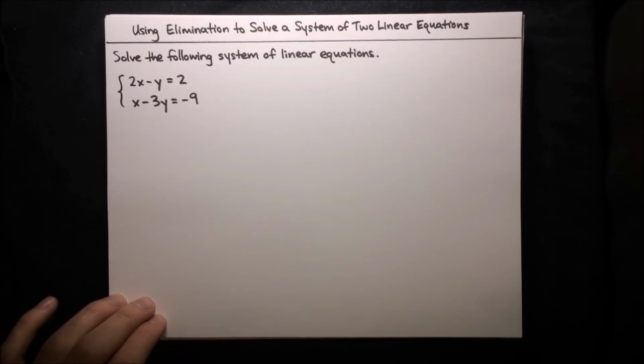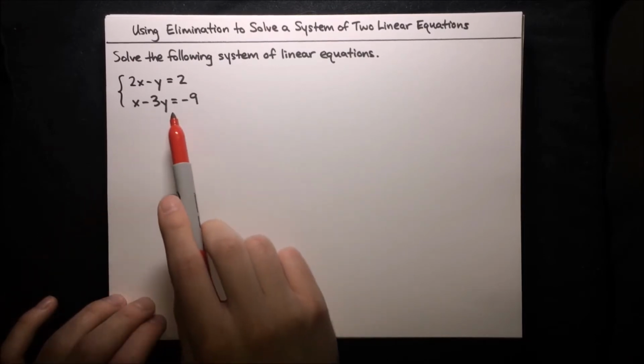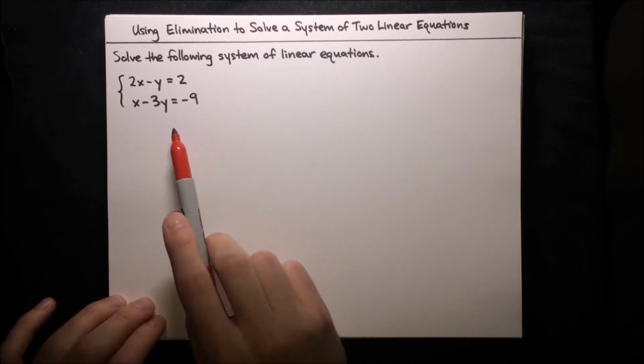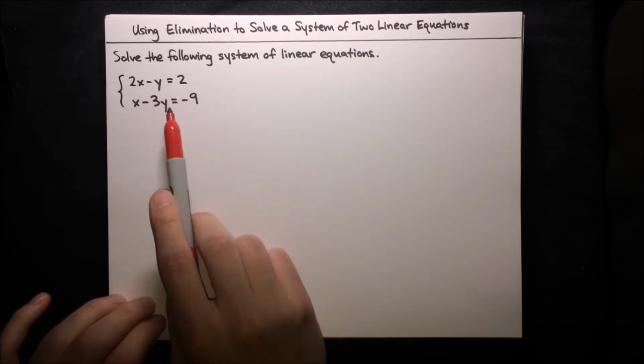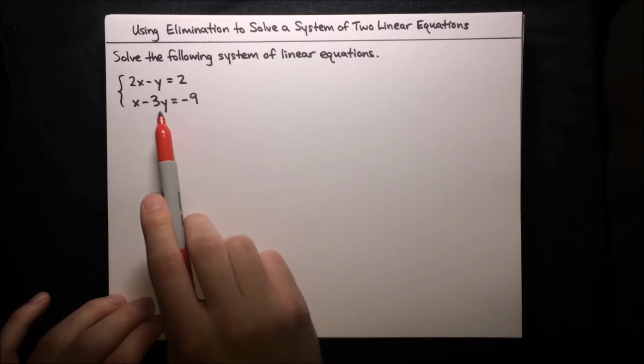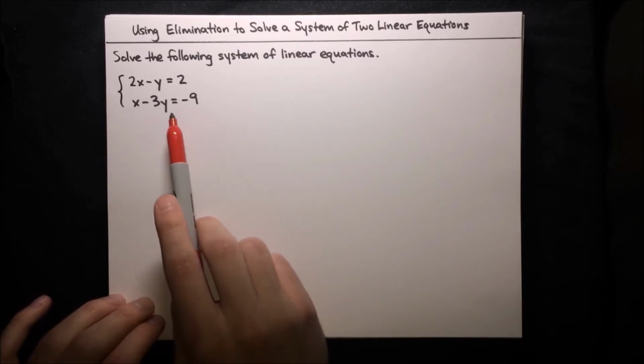Now the whole idea behind elimination is that we add equations in a way that cancels a variable. But first of all, let's talk about adding equations. Adding equations is something that we're allowed to do because an equation by definition is an equality. And so if we're adding equal amounts on both sides, the equality is still maintained.